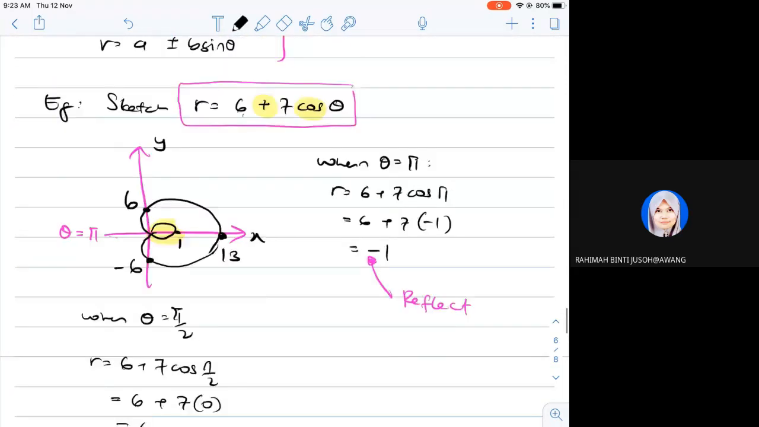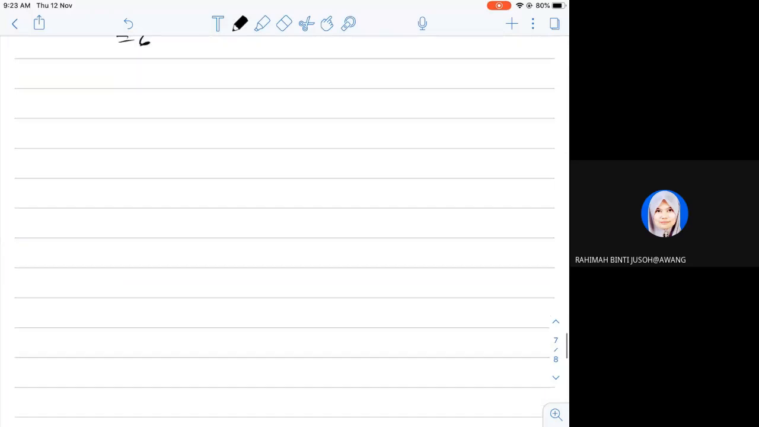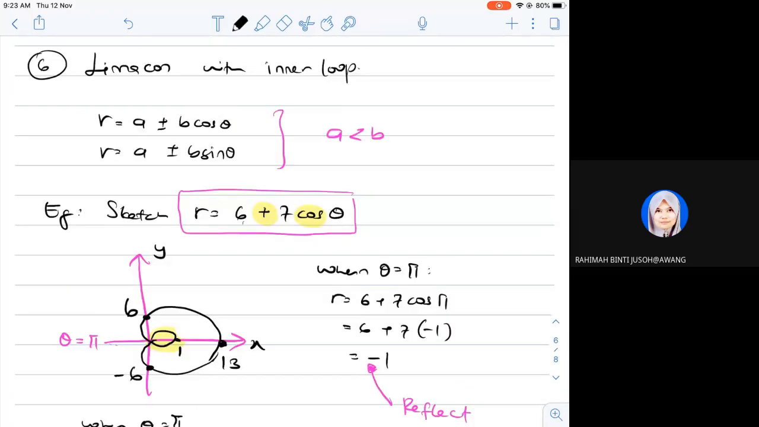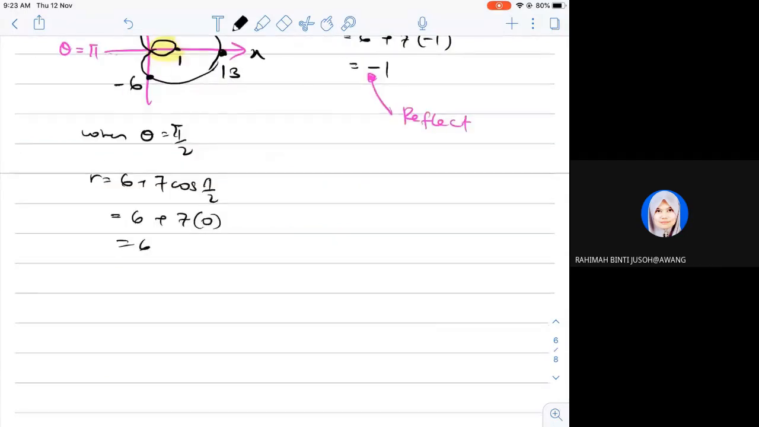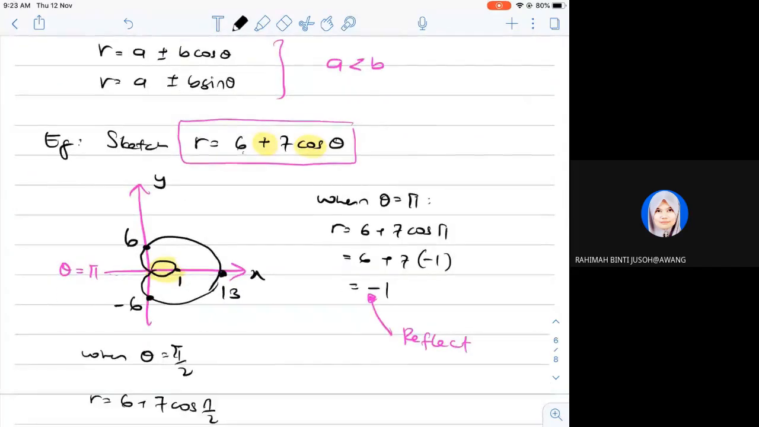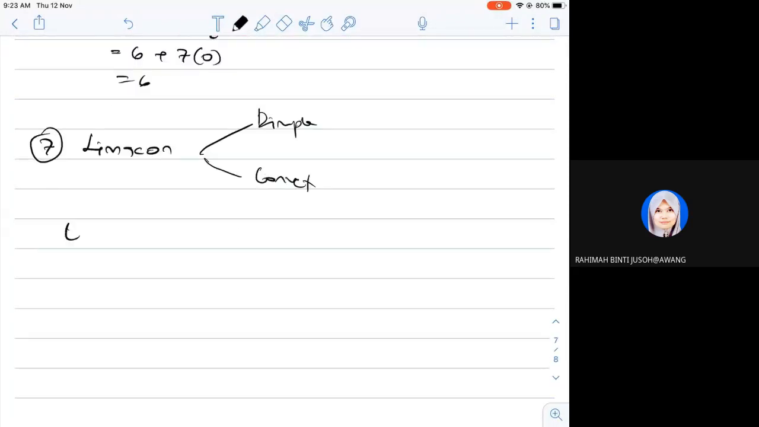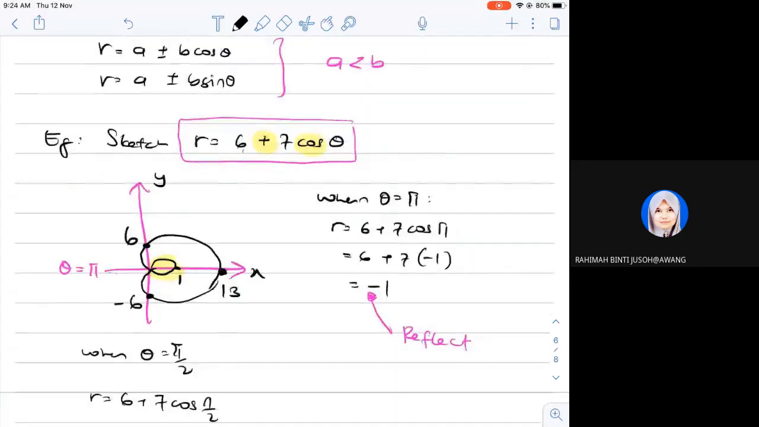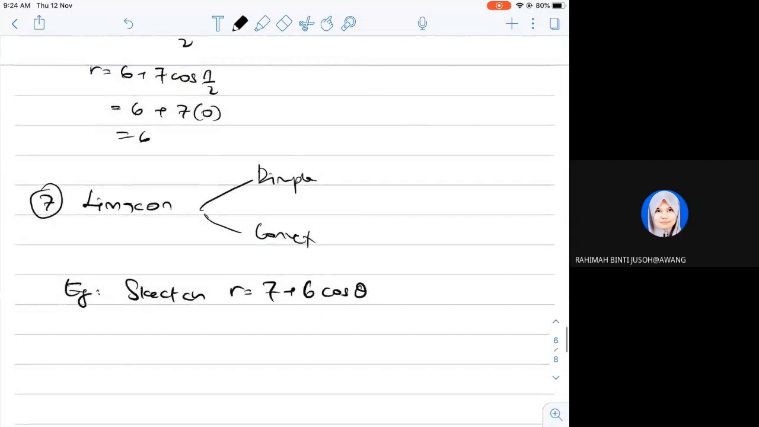Alright. Next is, okay, 5 con with inner loop dah. Okay, what happened if I change? Okay, number 6, number 7. Number 7 ni 5 con juga. 5 con ni dia ada 2 lah. Okay, dimple 5 con, ataupun lagi convex 5 con. Okay. Let's say I use the same question but I change the position of 6 and 7. Sketch, for example, sketch r equals to 7 plus 6 cos theta. Saya ubah position. I change the position. Tadi 6 plus 7. Now 7 plus 6.